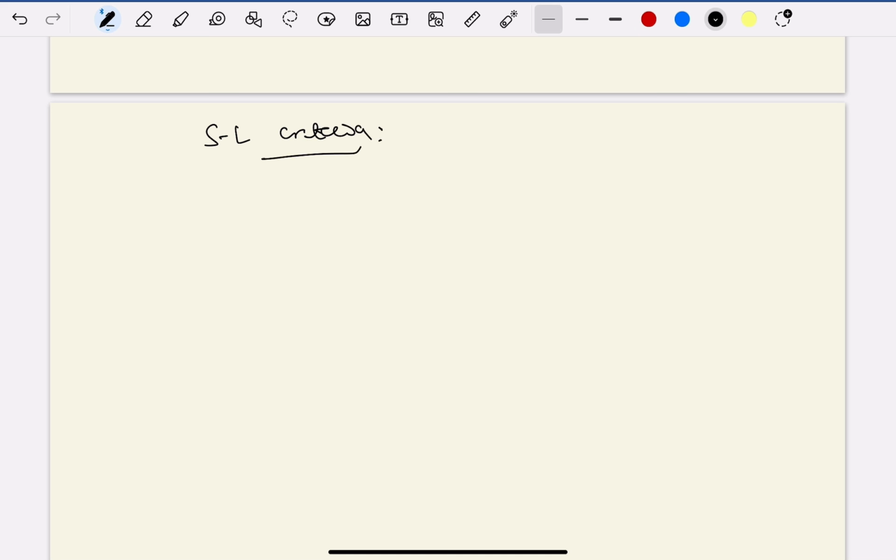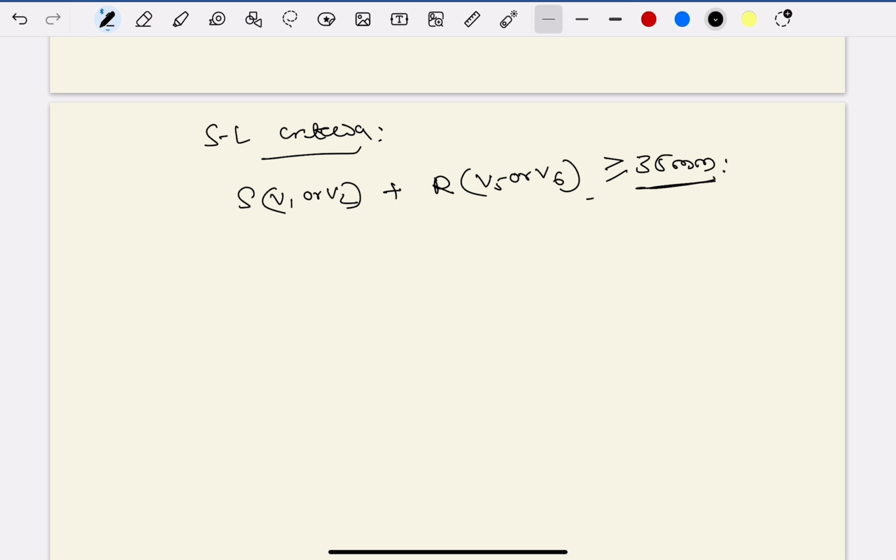This is what it tells: V1 or V2 plus R in V5 or V6, if it is more than or equal to 35 mm, this suffices as a voltage criterion to call it LVH. This is the voltage criteria to call it LVH, or lead AVL.